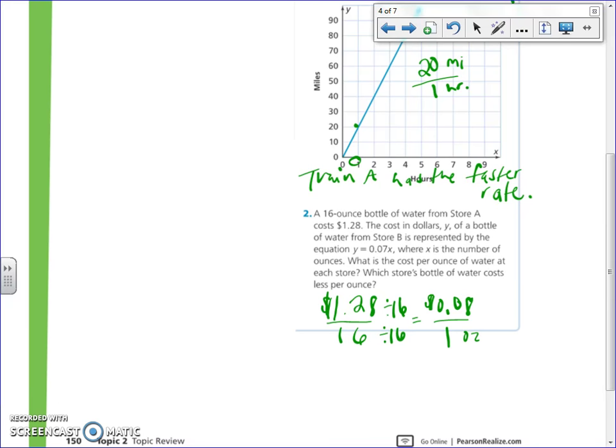For store B, they represent it as y equals 0.07x. x represents the number of ounces. Again, I'm trying to find 1 ounce of water, so I am going to multiply 0.07 by 1, which gives me 7 cents. Okay, so I'm looking for which store has the cheapest cost, and that will be store B, since 8 cents is more than 7 cents.